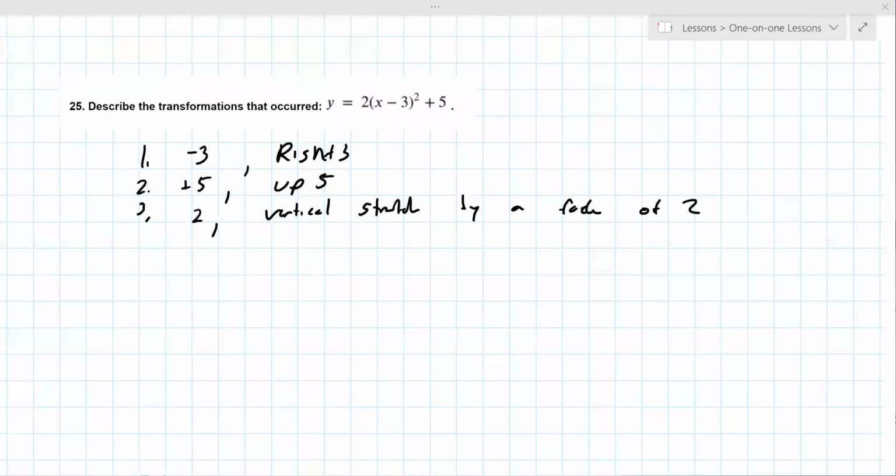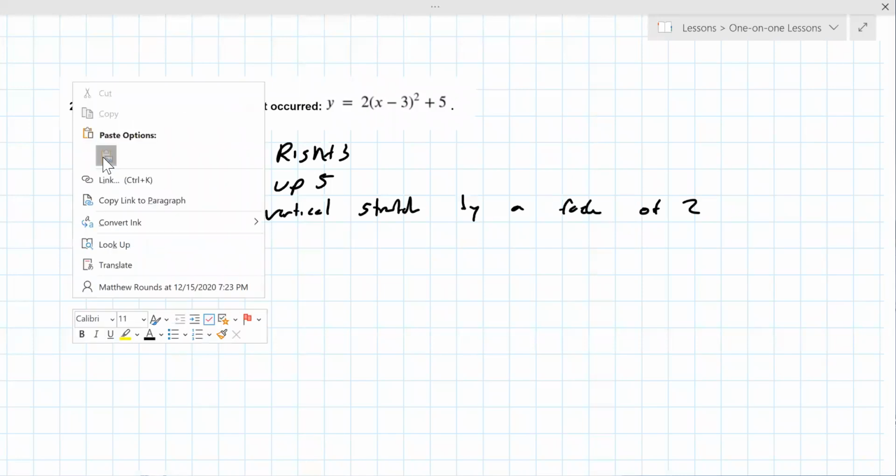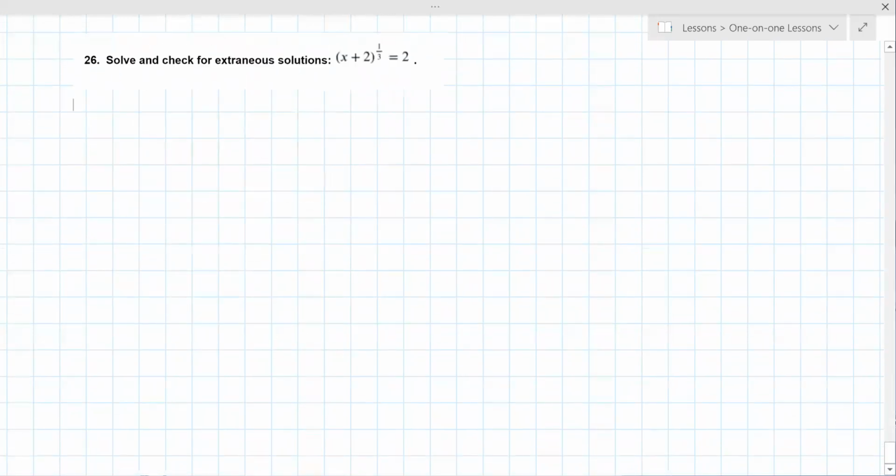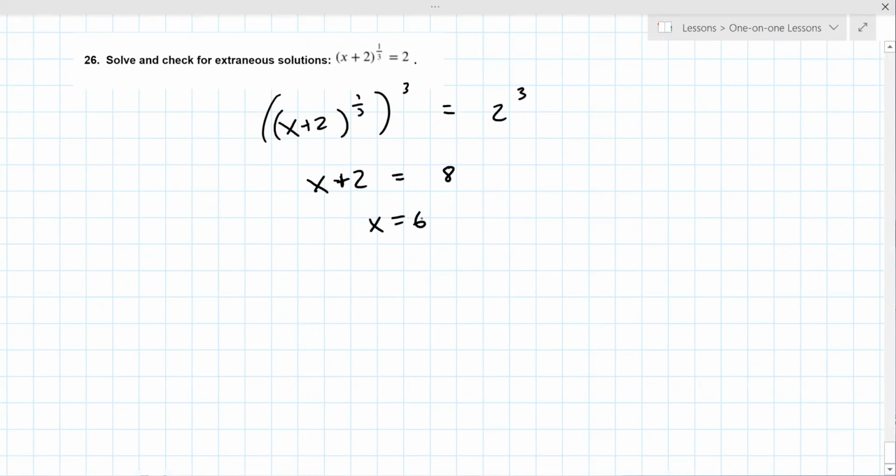You've got to undo a cube root, which is what the 1/3 power means. So the x plus 2 to the 1/3 power equals 2. Cubing, you end up getting x plus 2 equals 8. So you get x equals 6 is your answer. It's actually that simple.